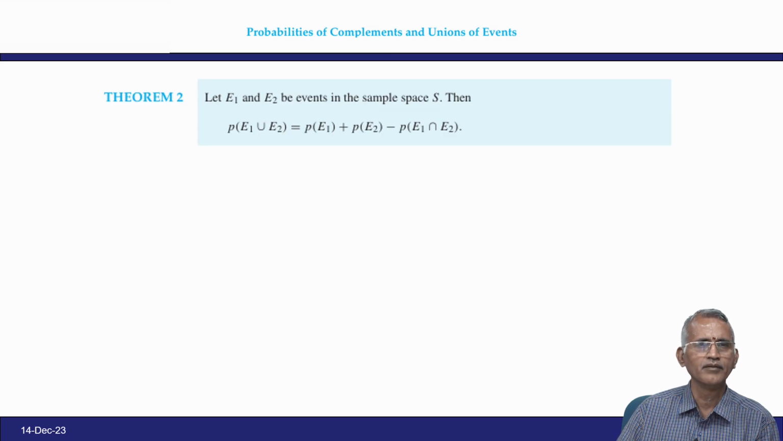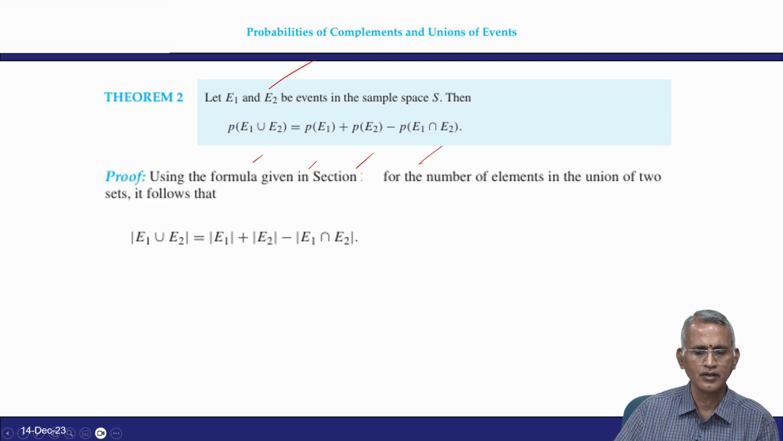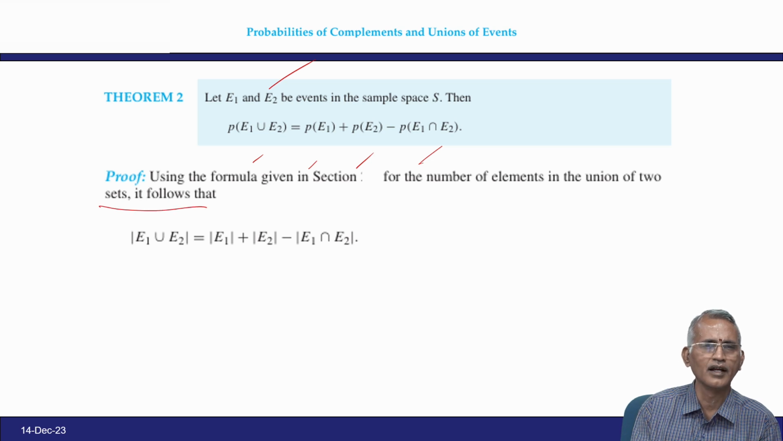Now we have a theorem of union of 2 events. Let E1 and E2 be events in a sample space. Then probability of E1 union E2 is equal to probability of E1 plus probability of E2 minus probability of E1 intersection E2. Using the formula for the number of elements in the union of 2 sets, the cardinality of E1 union E2 is cardinality of E1 plus cardinality of E2 minus cardinality of E1 intersection E2.